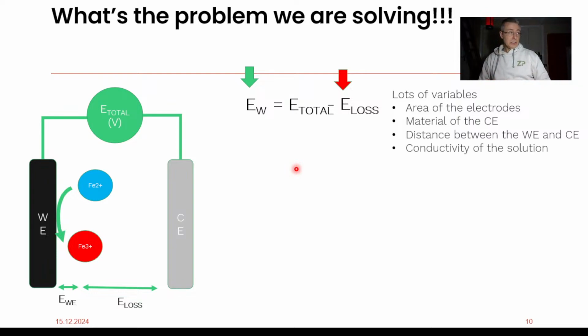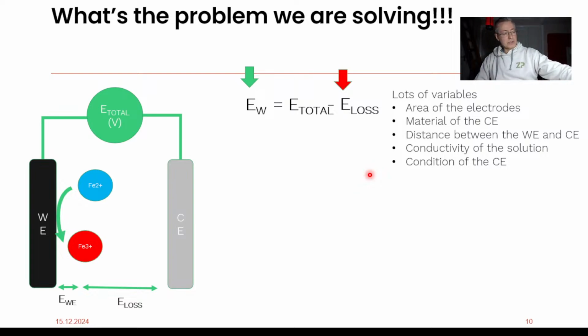Conductivity of the solution. I don't think this is an uncontrolled variable. In my world, people use a lot of saline-based solutions, and the sodium chloride concentration is about 135 millimolar. So it's quite conductive and not necessarily a variable. Now there is an interesting variable here, which is the condition of the counter electrode.